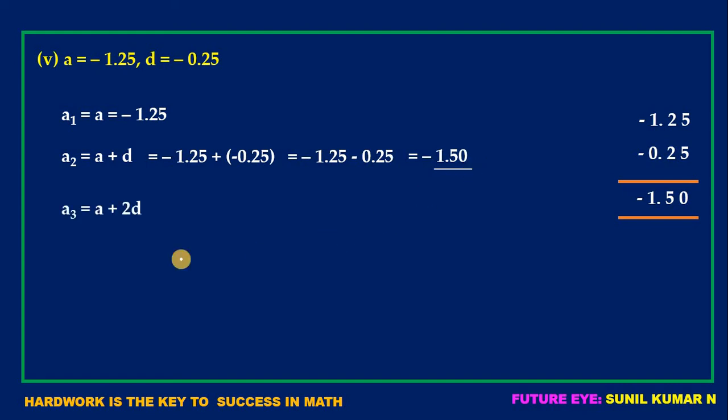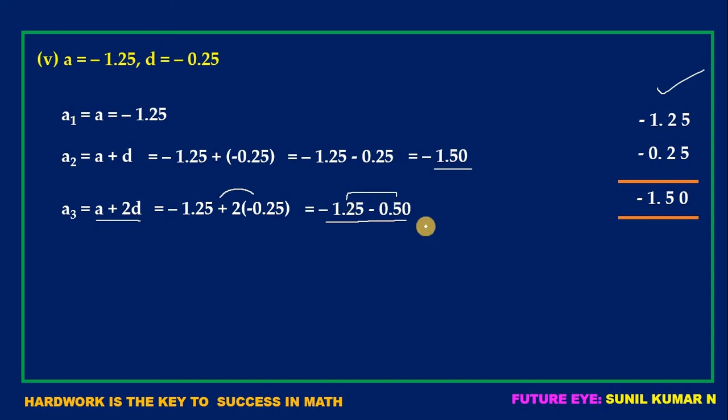Next, let us move on to the third term, that is a plus 2d. Substitute the values, and here plus 2 multiplied by minus 0.25. So we get minus 1.25 minus 0.50. Now, as I added two numbers here, in a similar way add these two numbers, and this gives the answer minus 1.75.